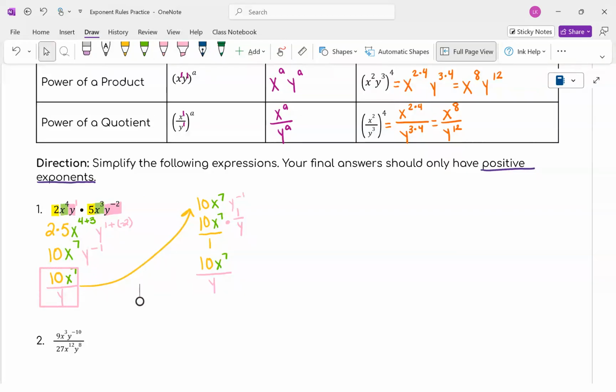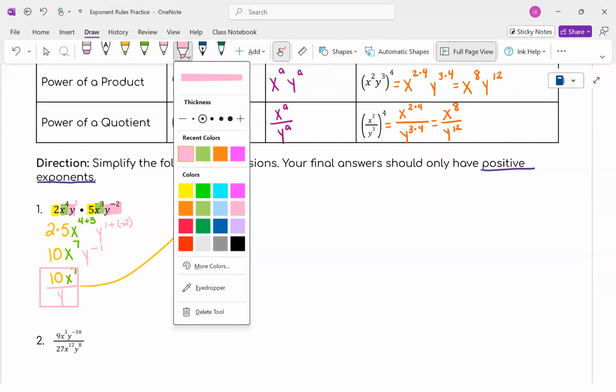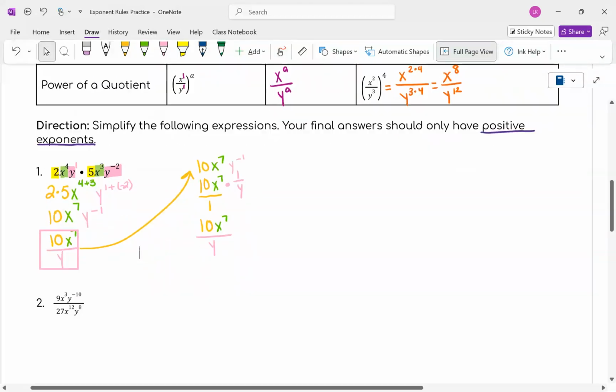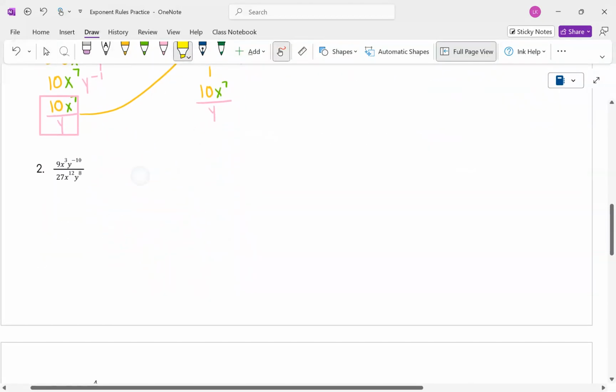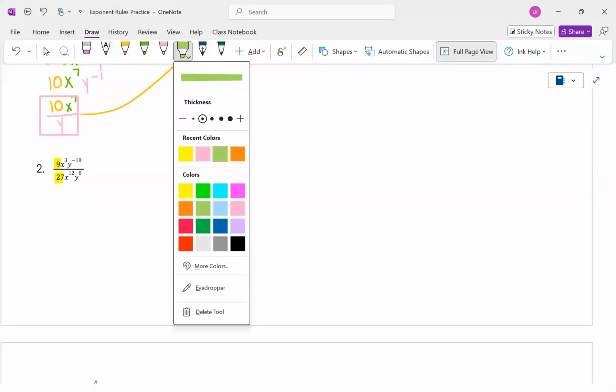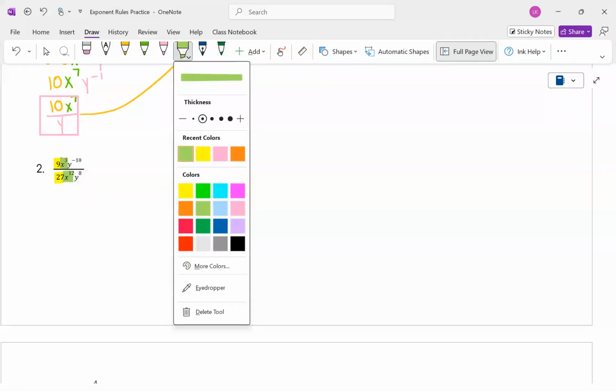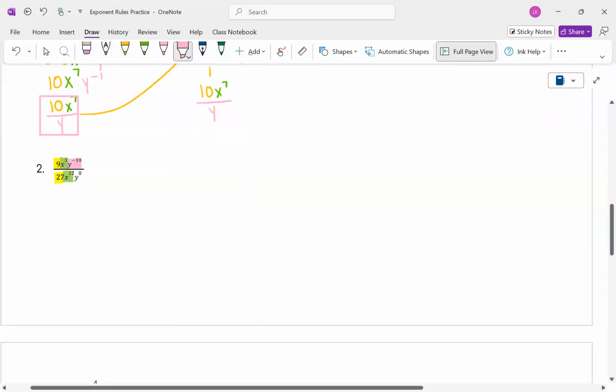All right. Number 2. We have 9x to the 3rd, y to the negative 10th over 27, x to the 12th, y to the 8th. So we're going to do the same thing here. We're going to just highlight the stuff that are the same base. So constants go together, 9, 27, x to the 3rd, x to the 12th, y to the negative 10, y to the 8.